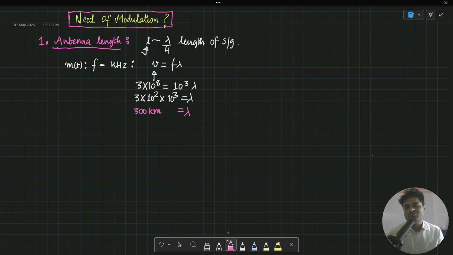This is a very large length. If you think of constructing an antenna of this size, even if you take lambda by 4, it will become almost 75 kilometer. Still, this is a very long physical size of antenna.